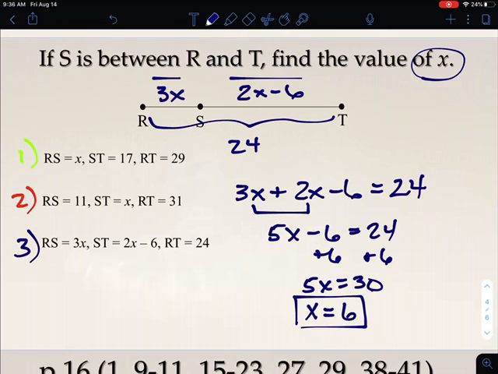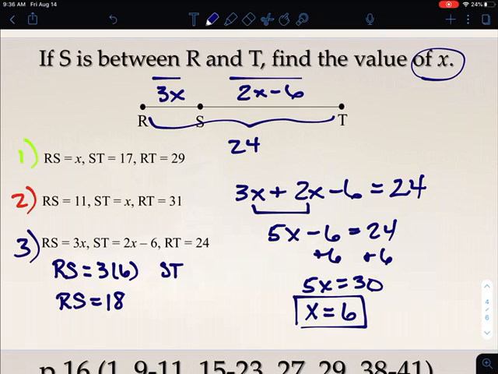Now, the instructions here said find the value of X. So we have done what the question asked, but there are times where they're going to ask you to find the missing lengths. So they might actually say, what is the length of RS? Well, in that case, since we know what X now is, instead of saying 3 times X, I can say 3 times 6. And that tells me that RS has a total length of 18.